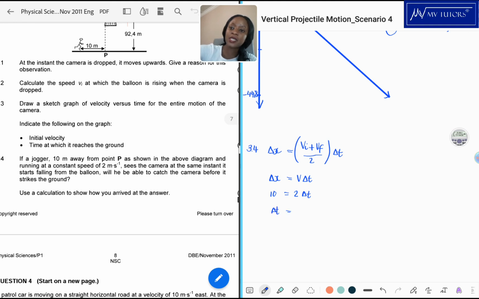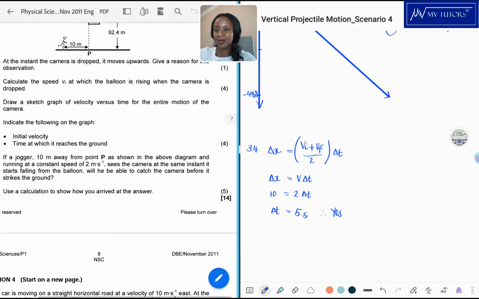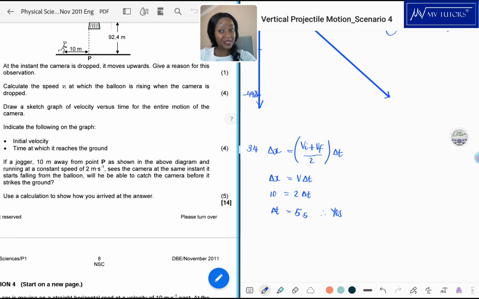It will take him 5 seconds to reach point P. So, will he be able to catch the camera before it strikes the ground? Yes, he will be able to. And it says use a calculation to show how you arrived at the answer. We did exactly that. How many marks was it? They were quite generous back in the day.